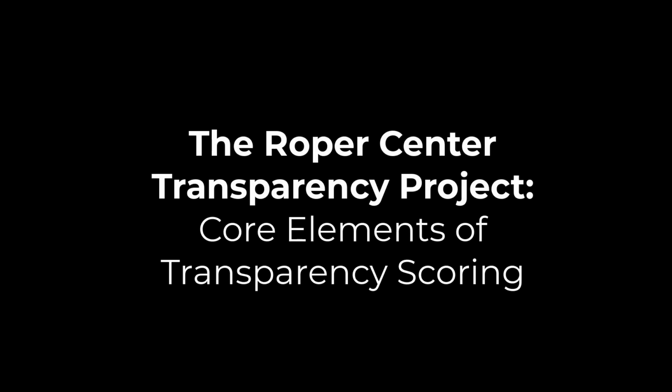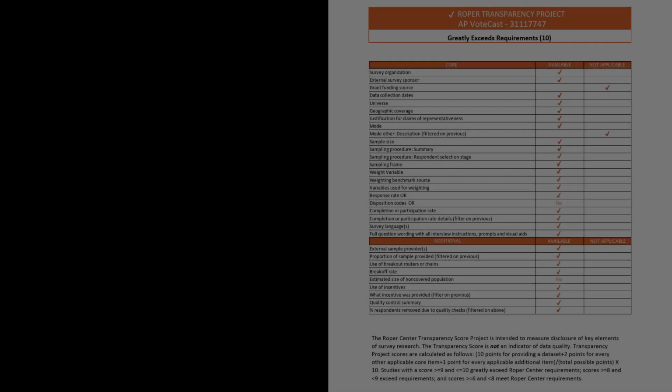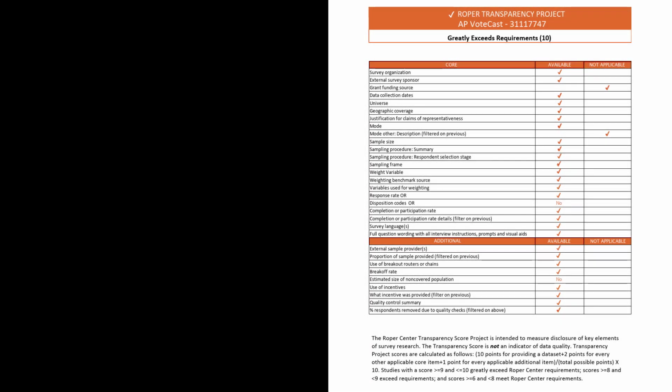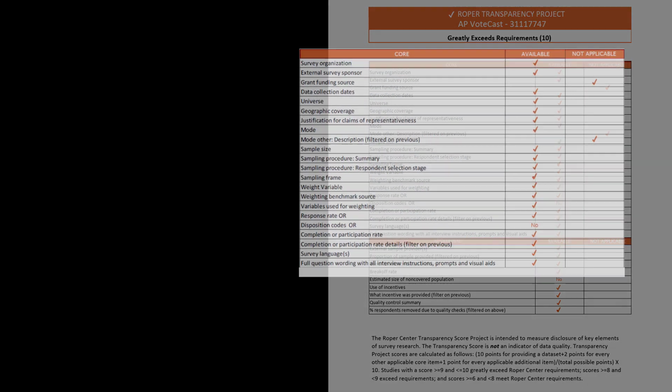The Roper Center Transparency Project aims to increase disclosure about how polls are conducted. Transparency is not a guarantee of quality. However, transparency allows users to make informed judgments about data, which is why best practices in polling call for a high level of disclosure. There are certain disclosure elements which Roper considers most important.